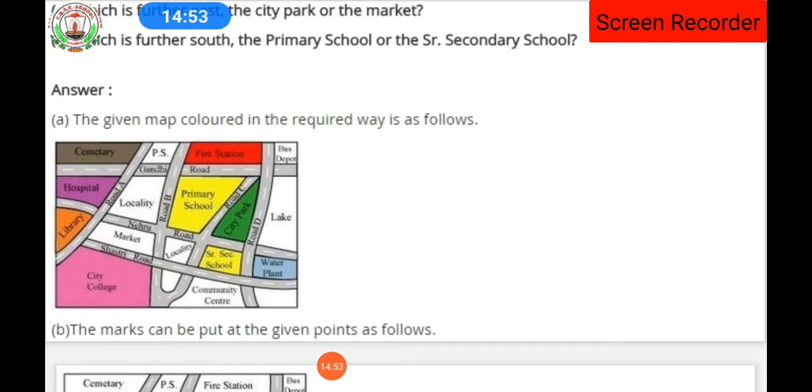Then city park is asked to mark as a green color, so it is marked as a green color. Fire station with the red color. Wherever a cemetery is being done, there you have to mark with the blue color, okay. Then bus depot white, lake is white, locality market, like this you have to mark according to the question. Whichever color is asked in the question, that color you have to mark in the map which is given in your book, exercise 10.2.